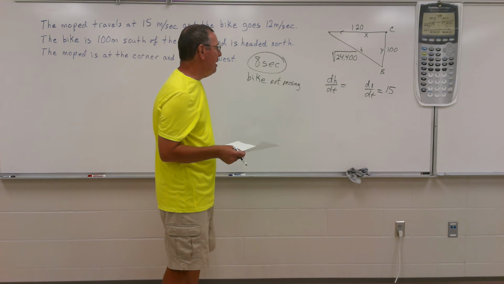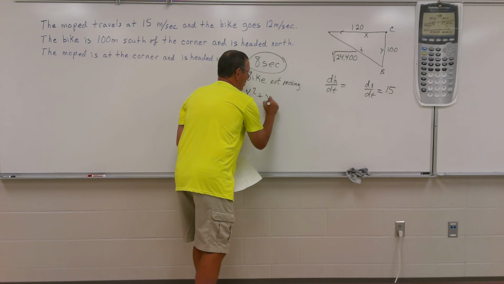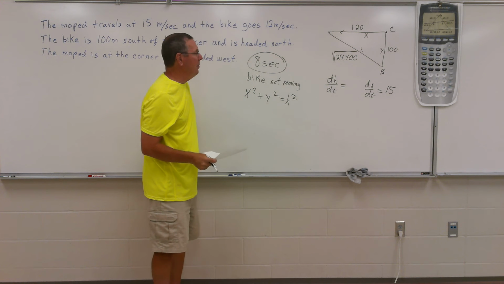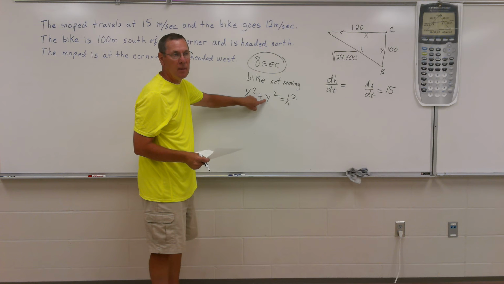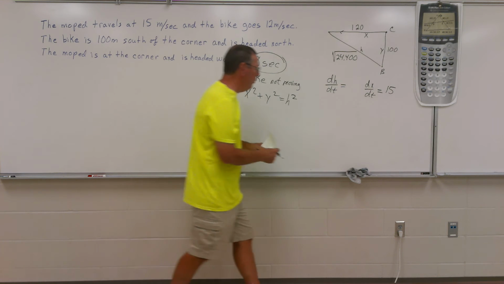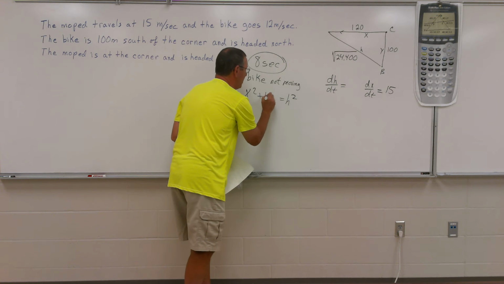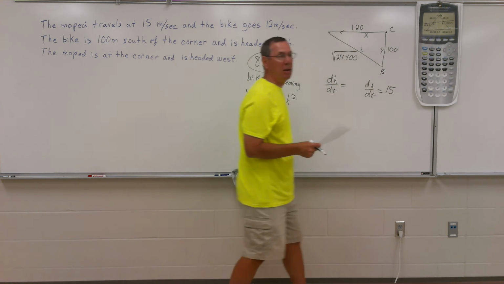The equation I need this time is the Pythagorean theorem: x squared plus y squared equals hypotenuse squared. Kyle, you said the bike was not moving, so I don't need that variable. Instead of y squared, I can call that 100 squared. It's not moving, so I can just put the 100 in there now.